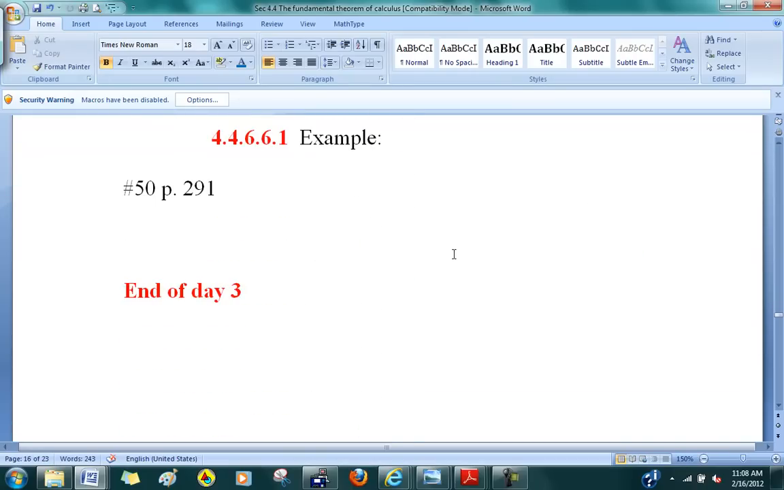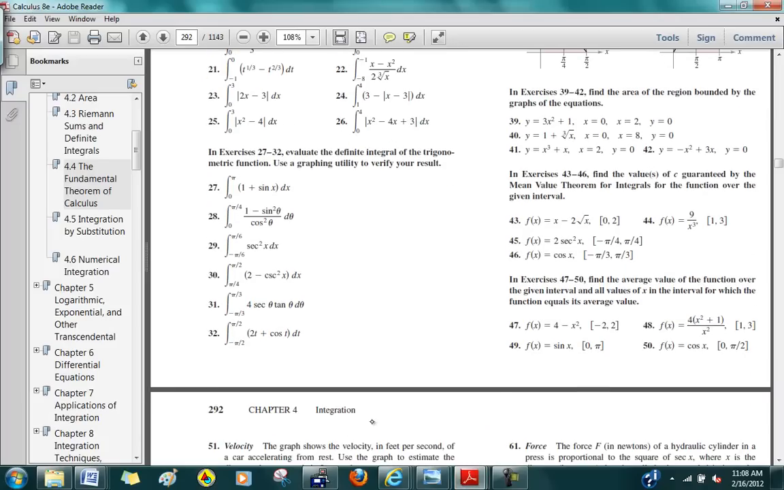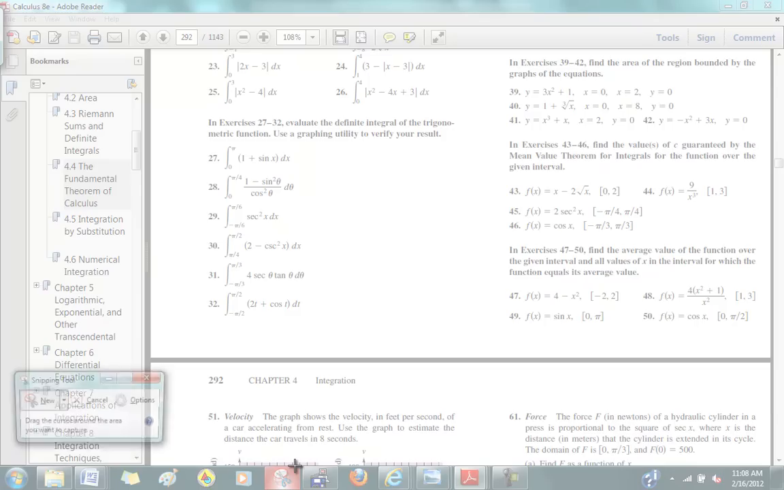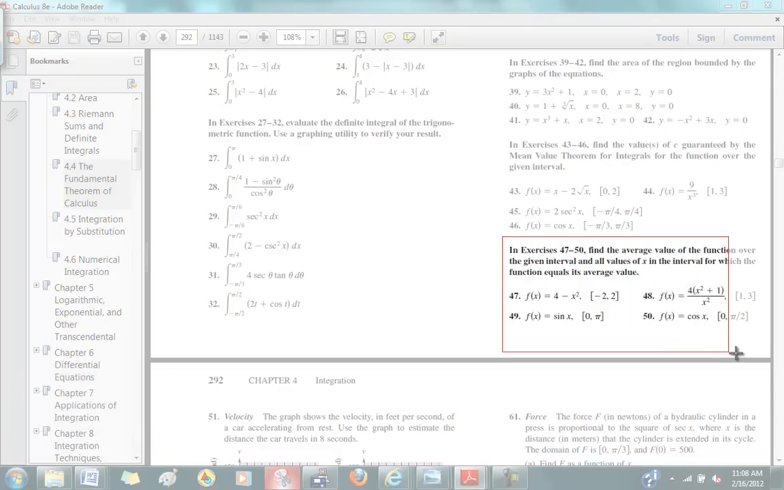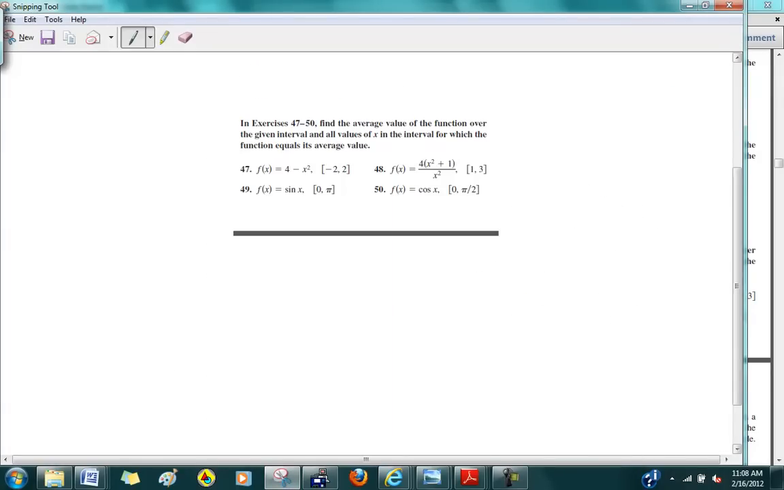Example number 50, page 291. Trig function. Okay, I love trig. So we are doing number 50. Find the average value of the function on the given interval and all values of x in the interval for which the function equals its average value.